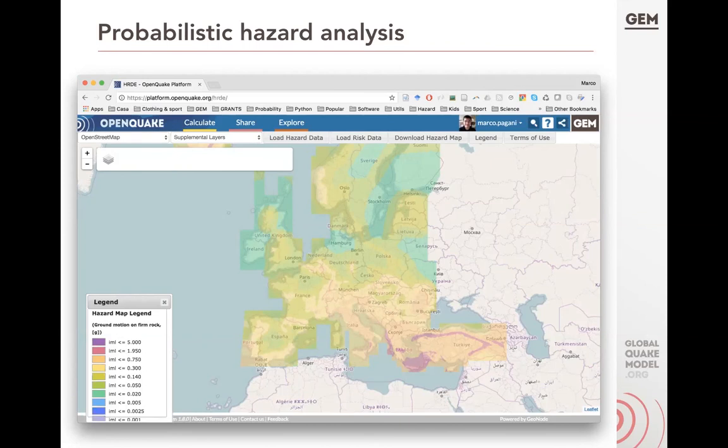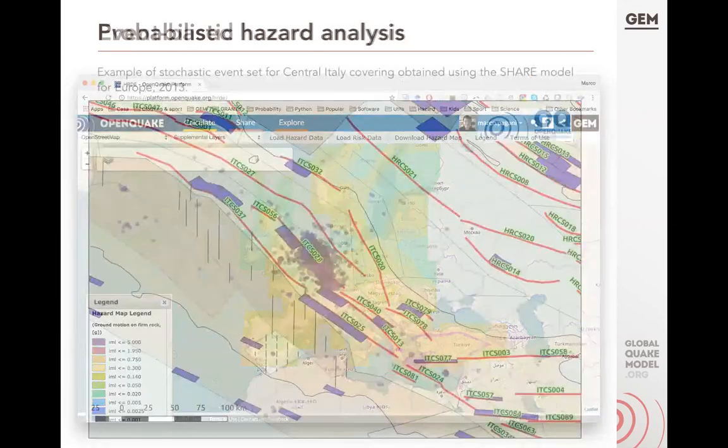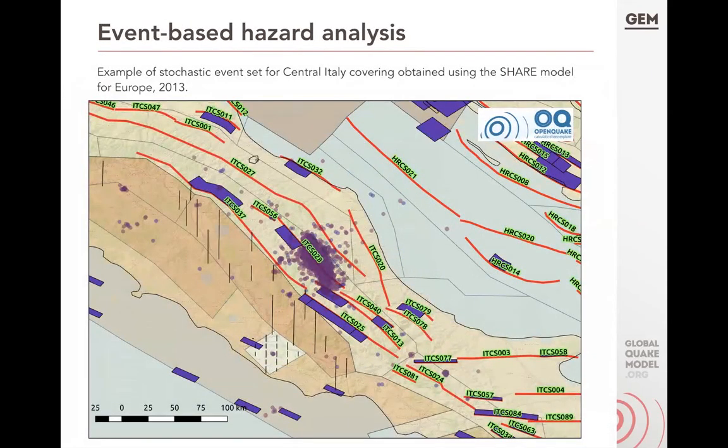So OpenQuake is being used for these large regional level hazard analysis. So here I'm showing you the hazard map produced for Europe as part of this hazard harmonization project that concluded a couple of years ago. And this is an example of a stochastic event set produced for central Italy, obtained again using the same hazard model covering all of Europe in 2013.